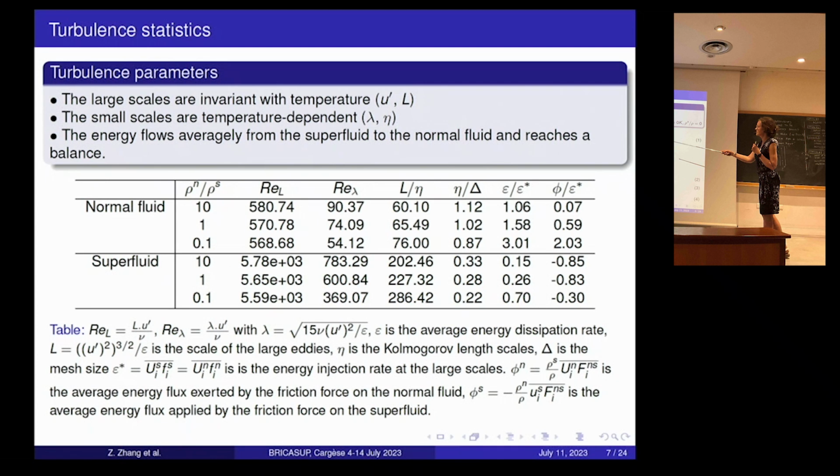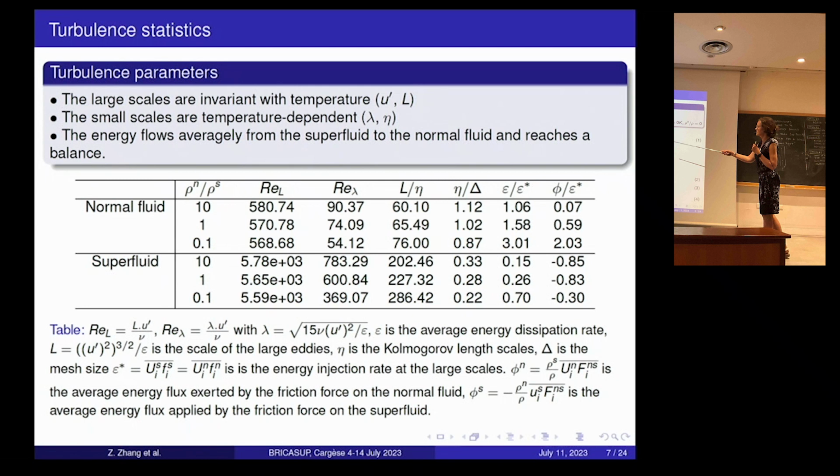A few words on the turbulence parameters. So the large scales are invariant with temperature. The small scales are temperature dependent. So for these three ratios, rho n divided by rho s, 10, 1, 0.1, the characteristics of the normal fluid here and of the superfluid here.